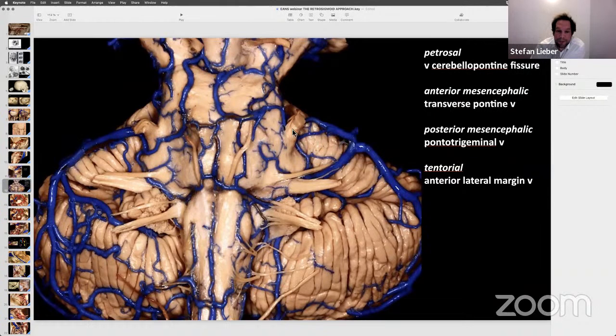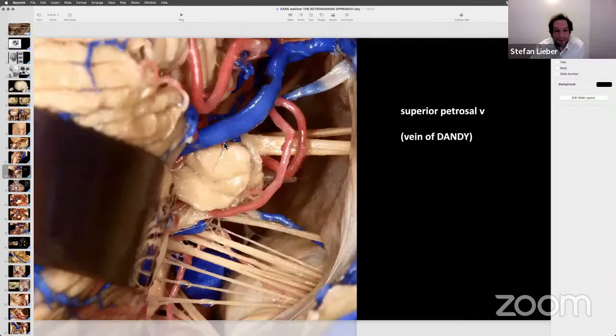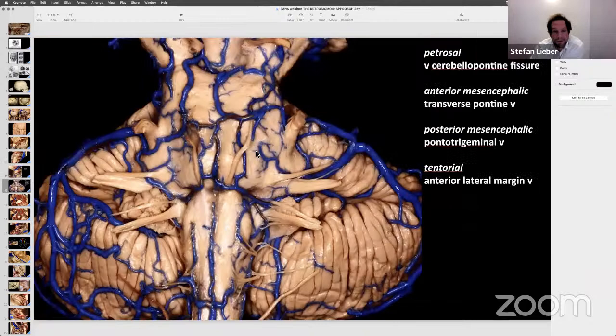Then we have the pontotrigeminal vein, which is the ventral aspect, behind the superior contribution to the Dandy complex, and then the tentorial contributions, the lateral contributions, which probably can be seen partially here and in some other slides, but not in this isolated cerebellar and brainstem specimen.